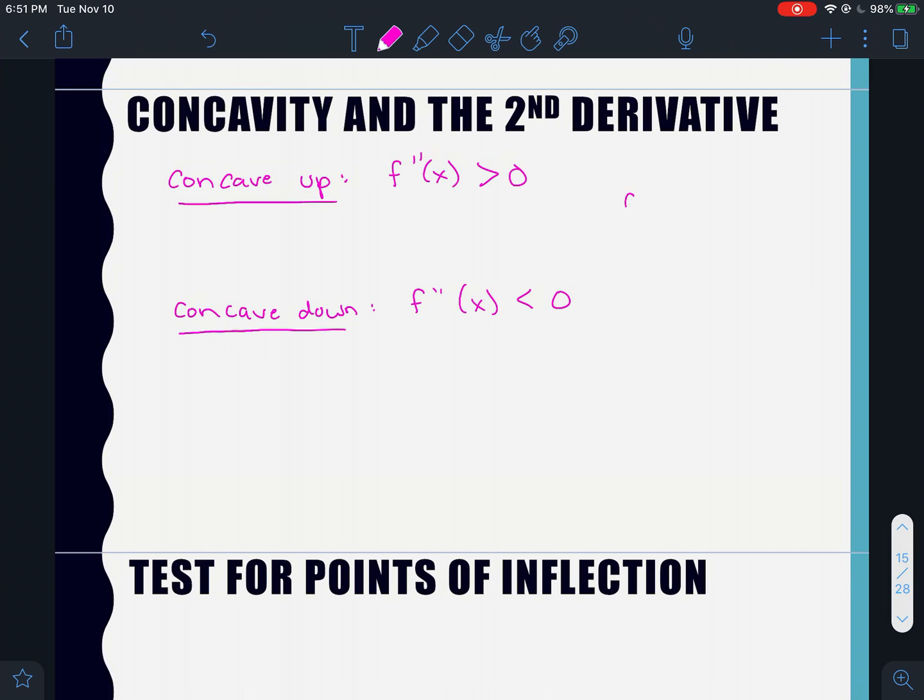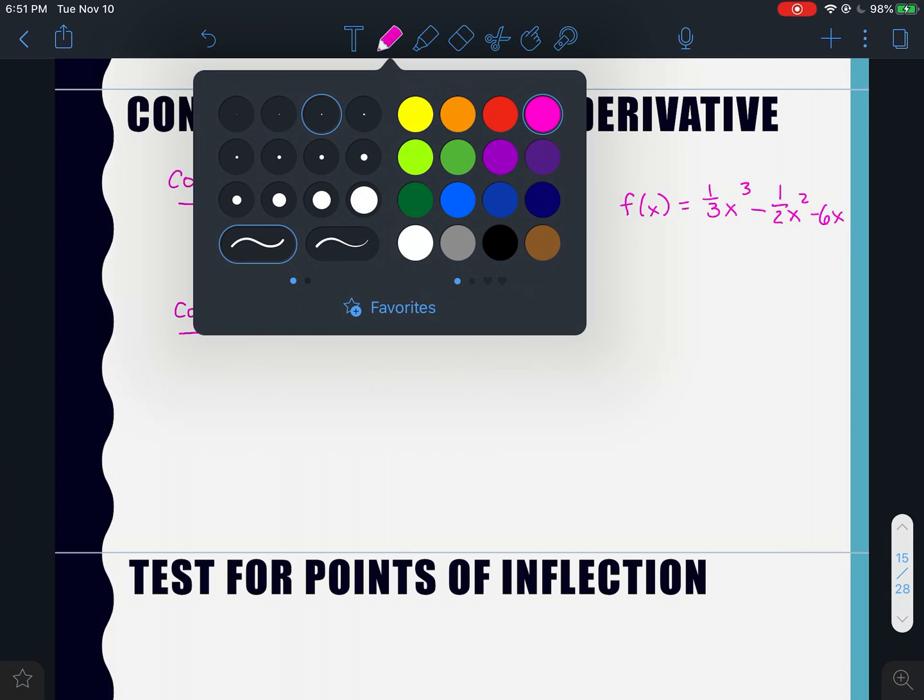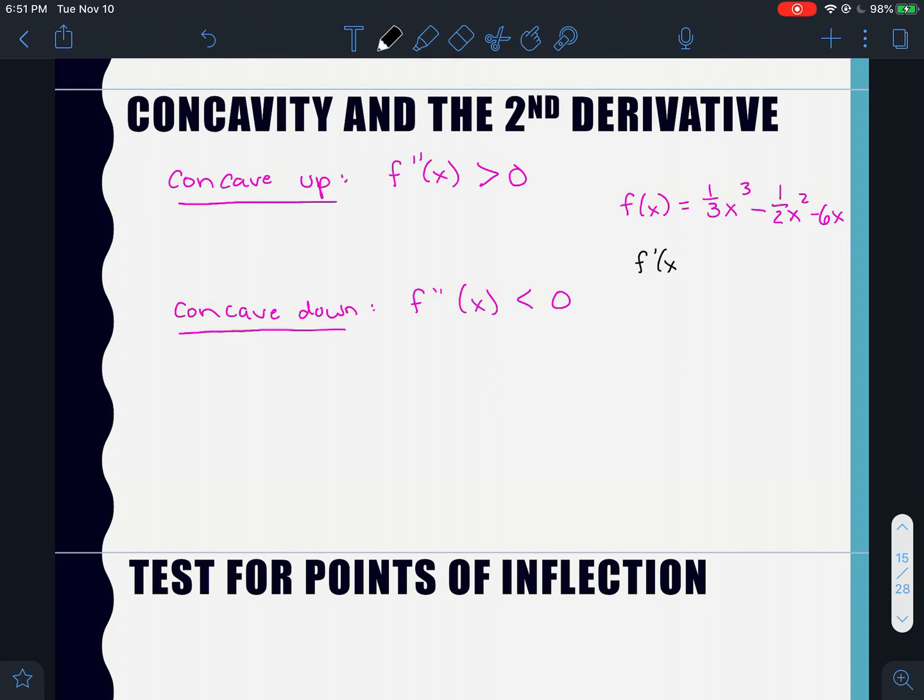So if you want to figure out where a function is concave up or concave down, you look at the second derivative. For instance, if I had f of x equals 1/3 x cubed minus 1/2 x squared minus 6x, and we wanted to figure out where this function is concave up and concave down, your first step, you would take the first derivative. So my first derivative would be x squared minus x minus 6, and then you would take its second derivative, and its second derivative is 2x minus 1.